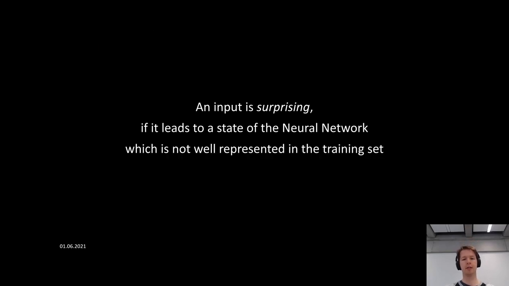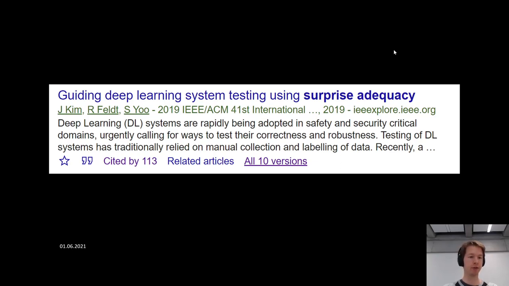So surprise adequacy aims to detect inputs which are surprising with respect to the data set observed during training. And we can say that an input is surprising if it leads to an inner state of the neural network which is not well represented in the training set. This metric was first proposed by Kim and his colleagues two years ago at ICSE. And it has now been used in a vast variety of different papers. It's been cited 113 times when I took this screenshot. That's already a bit of time ago, so by now it's definitely more.